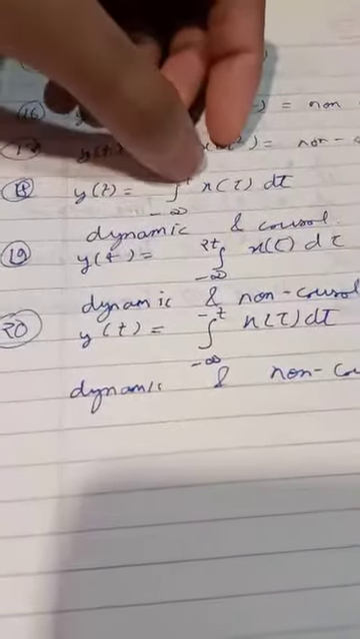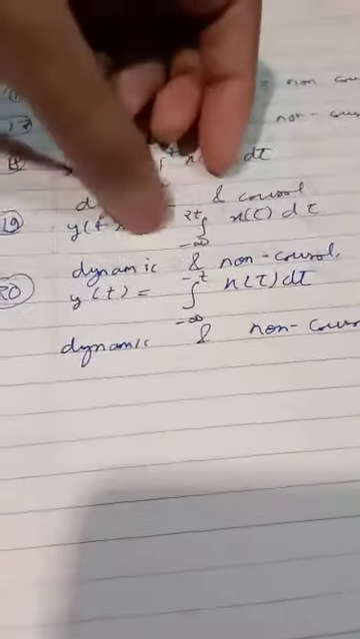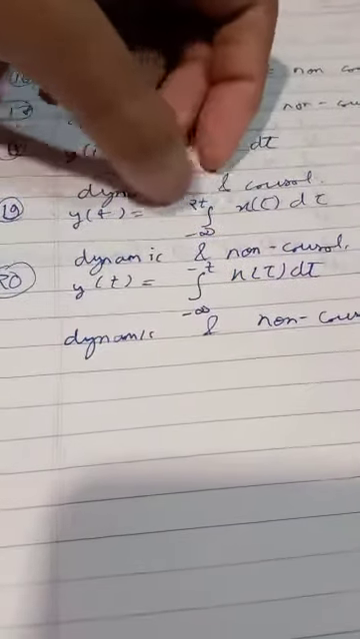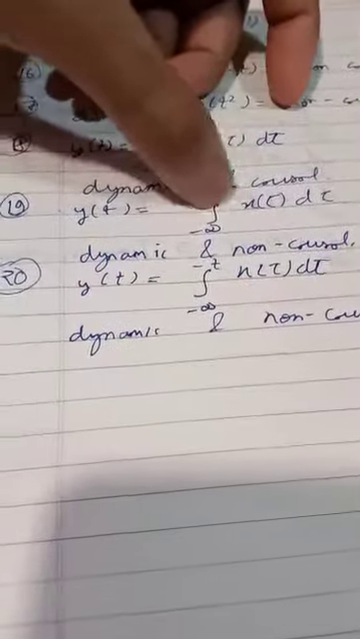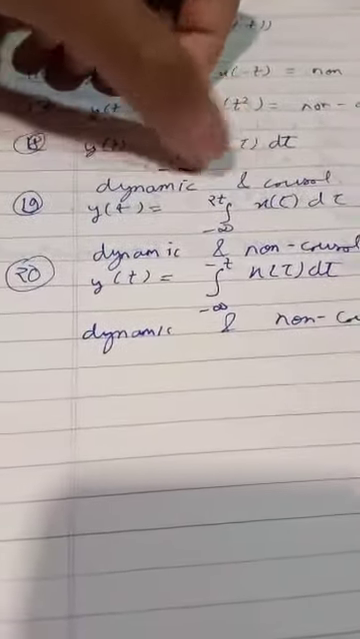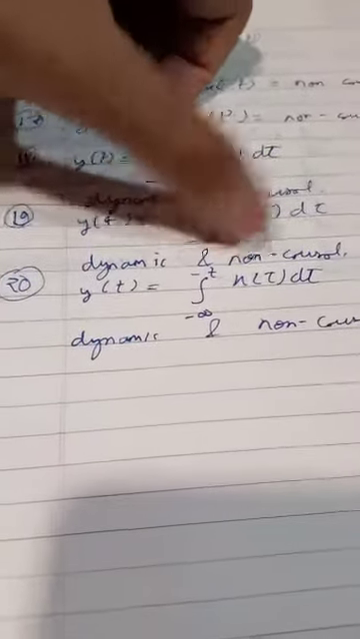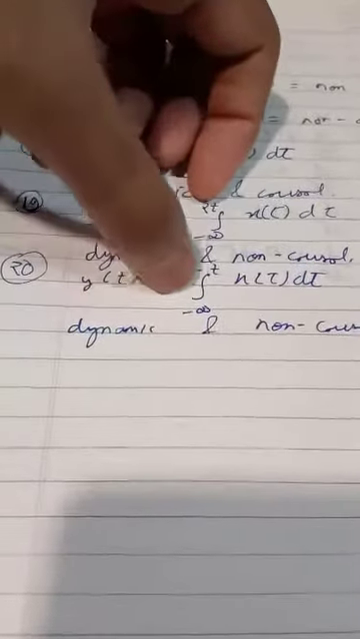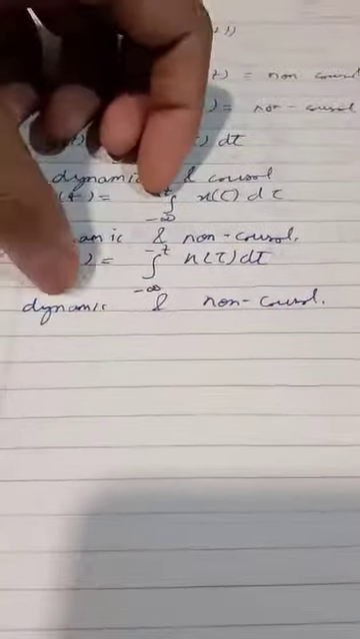y(t) = integral from minus infinity to t of x(τ) dτ. So this is dynamic and causal. And y(t) = integral from minus infinity to 2t of x(τ) dτ. Because of the 2t term, this is a non-causal system. Whereas in the first, the limit is only t and this is also t, so this is a causal system. In this one, this is t and this is 2t, so this is a non-causal system. Again here, y(t) = integral from minus infinity to minus t of x(τ) dτ. So again this is t but this is minus t, so this is a non-causal system and it is a dynamic system because all non-causal systems are dynamic.